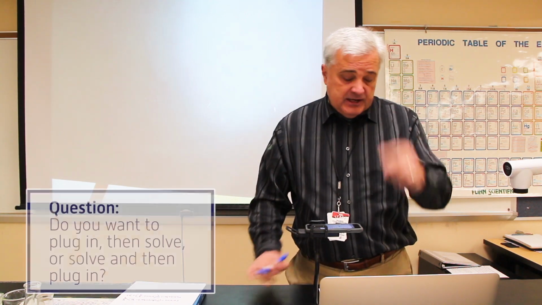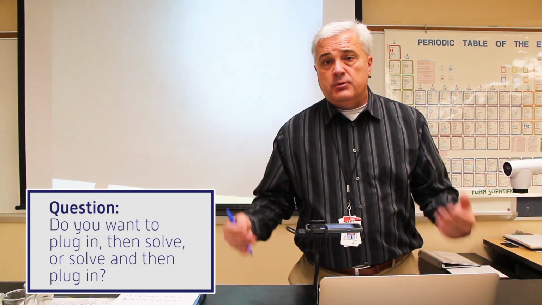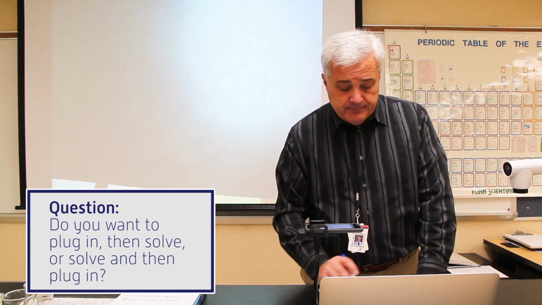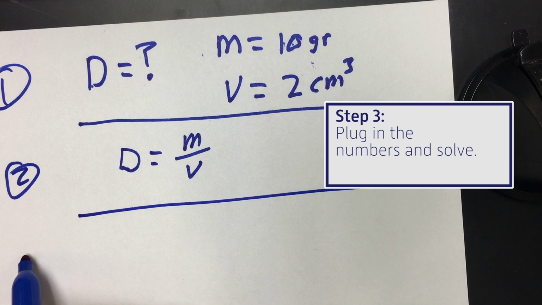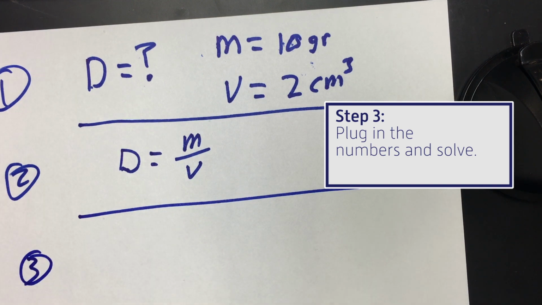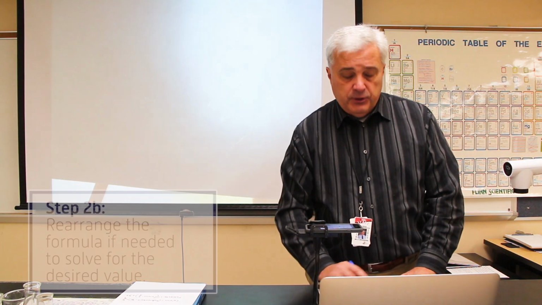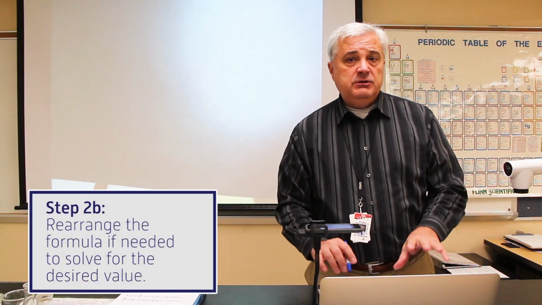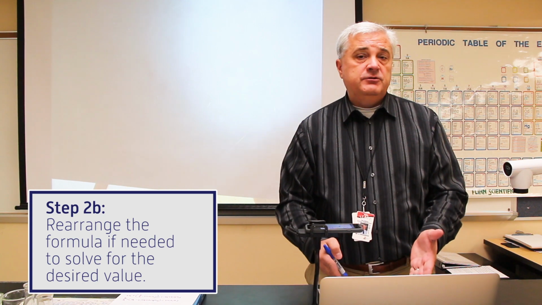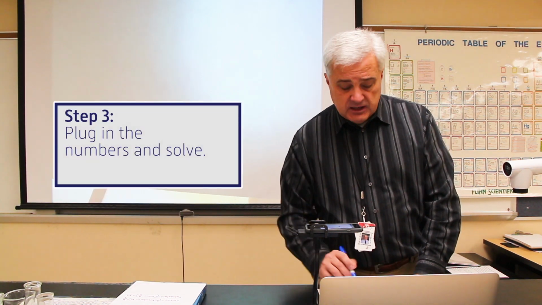It could be that we were asked to find the mass, and now I have to decide, do I want to rearrange the formula with letters, or do I want to plug numbers in first? It really doesn't matter what you do, but once you have confirmed that this is the formula you want to use, step 3 is to plug in and solve. So I said it's a 4-step method. The 2B step is to rearrange your formula into the way that you want to use it in order to answer the question. Step 3 is plug in and solve.